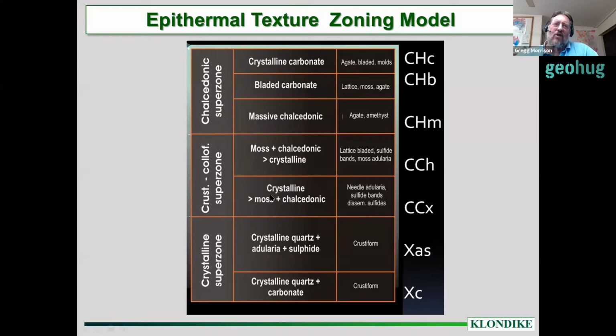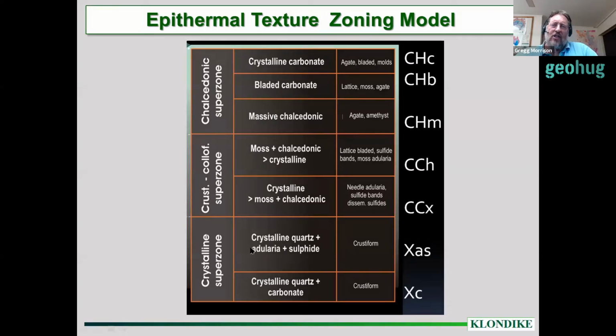And we divide this overall into 2 separate zones, an upper zone that's chalcedony dominated in the number of bands, and a lower zone that's crystal dominated in the bands. This one tends to have lattice bladed texture and moss textured Adularia, which I'll show you examples of. This one tends to have needle form Adularia with sulfide bands and some disseminated or dispersed sulfides as well.